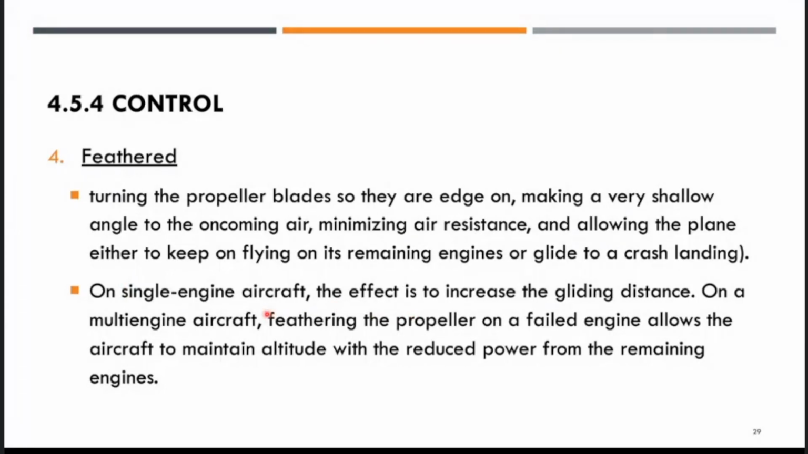Sometimes when the engine is not working, the propeller itself can still turn. This is what we call the feathered control. On a multi-engine aircraft, feathering the propeller on a failed engine allows the aircraft to maintain altitude. It can be used to probably restart the engine, or the pilot can decide what needs to be done, with the reduced power from the remaining engine if you have a multiple engine aircraft.